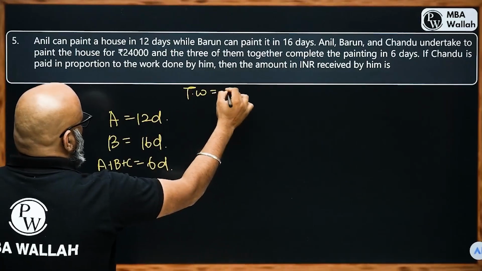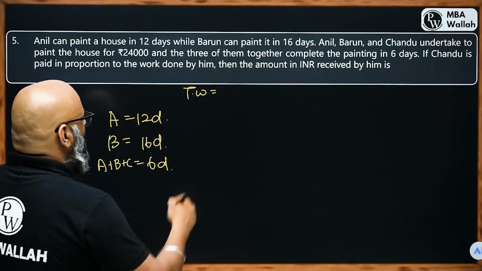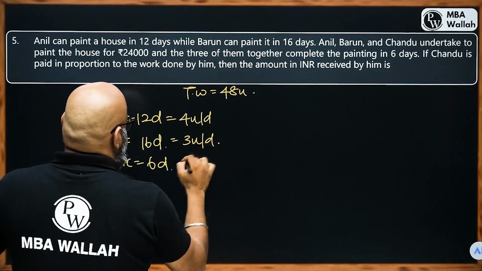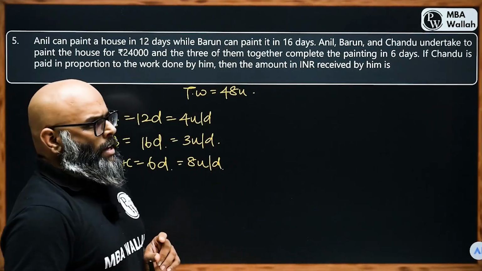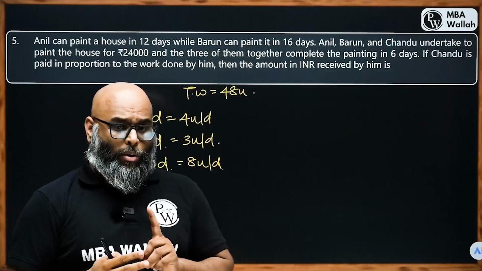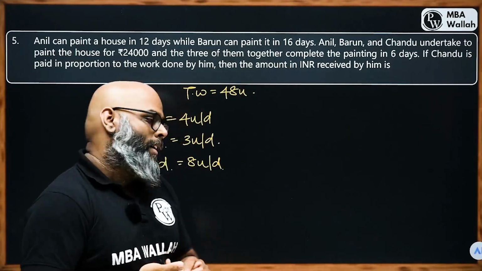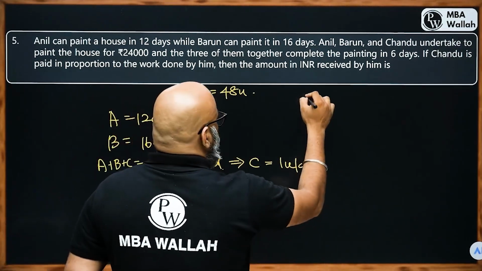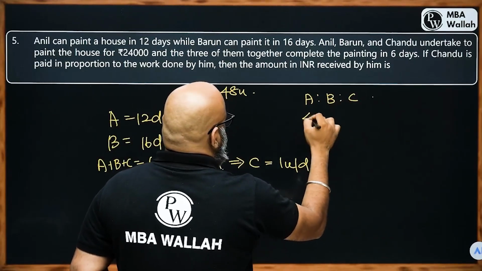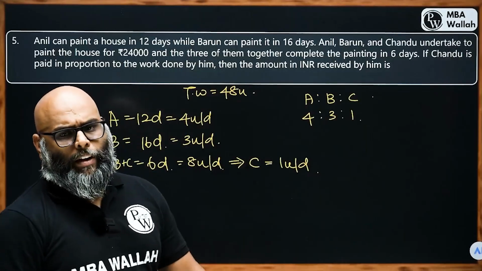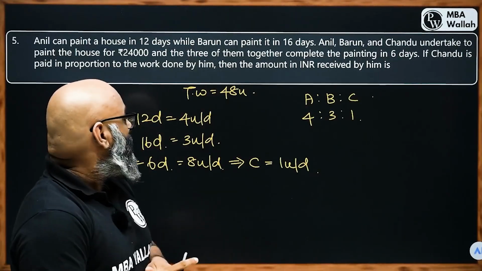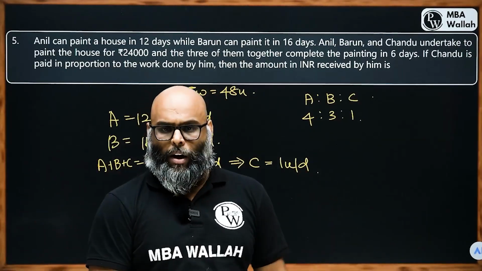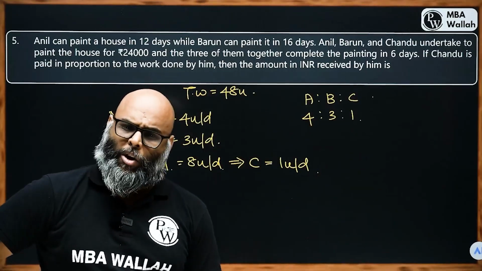So the total work, I'm going to say LCM of 12, 16 and 6, 48 units. So this will be 4 units per day, 3 units per day, 8 units per day. A can do 4 units a day, B can do 3 units a day, A, B, C together can do 8 units a day. From here I can infer that C does 1 unit per day. So their efficiency ratio A is to B is to C is equal to 4 is to 3 is to 1. Why am I accounting for the efficiency ratio? They said they are paid in proportion to the work done by him. All 3 of them work together for all 6 days. The number of days they worked is equal. So I can simply equate their salary to the ratio of their efficiency.